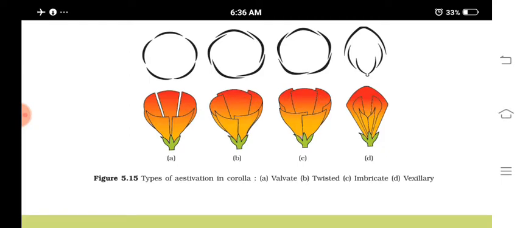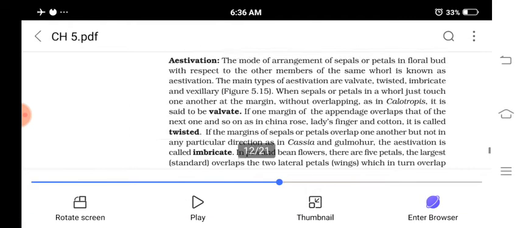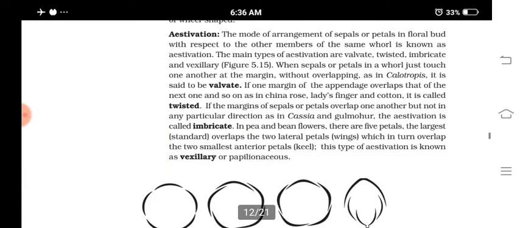Then that kind of aestivation is known as valvate aestivation. So valvate aestivation means when sepals or petals in a whorl just touch one another at the margin and there is no overlapping. The example is Calotropis. Then it is known as valvate. The next one is twisted. Twisted means one margin of one sepal or petal appendage overlaps that of the next one.